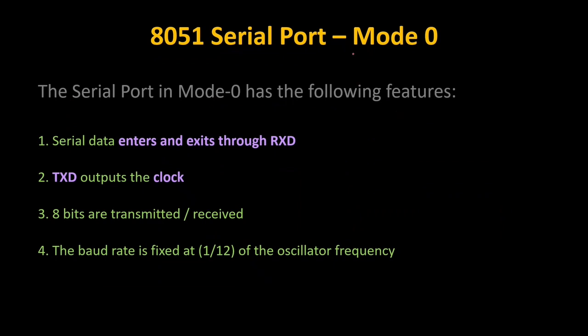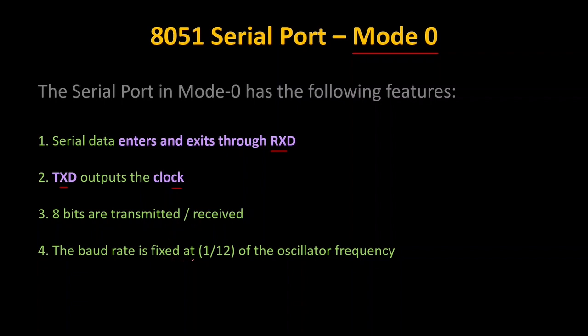We have been told it should be mode 0, so we have to understand what mode 0 is. We have already said that it is 8-bit, synchronous communication, right? Serial port mode 0 is as follows. Serial data enters and exits through the RxD pin, and the TxD pin outputs the clock. 8 bits are transmitted or received.